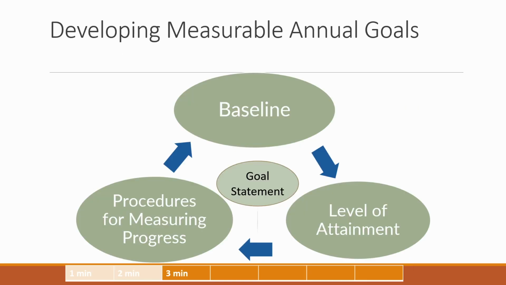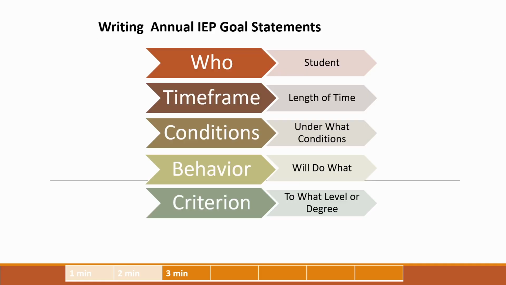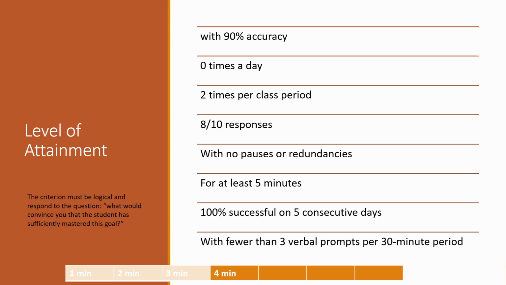So when we develop the measurable annual goals, we think of the alignment where the present level statement gives us the baseline. We set a level of attainment a year out from the date that the IEP is being developed, and we establish procedures for measuring progress and monitoring performance to ensure that the child is making progress toward attaining the IEP goal. The goal statement should tell who, the time frame, the conditions, the behavior, and the criterion.